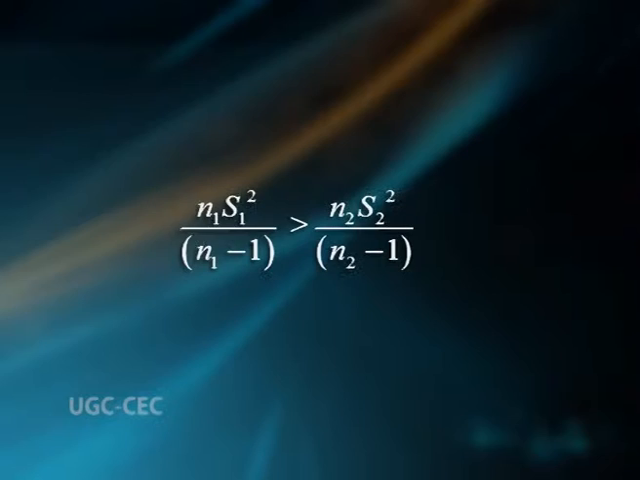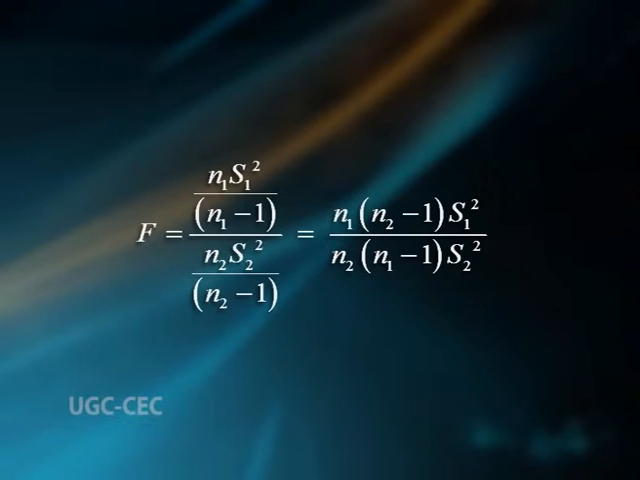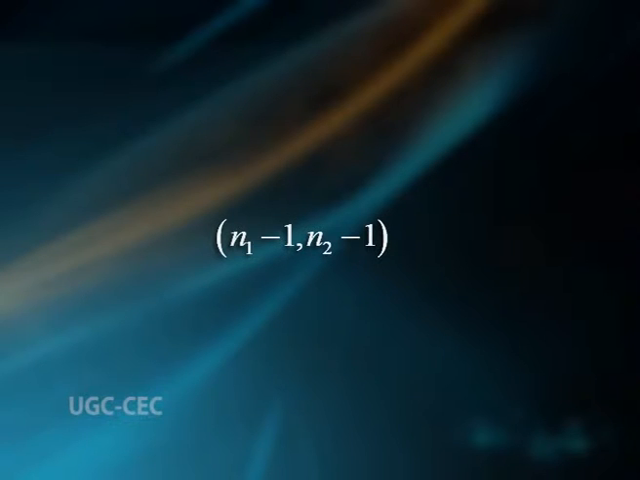The test statistic suggested is the ratio of the unbiased estimators of population variances, that is, if n1 S1 squared by (n1 minus 1) greater than n2 S2 squared by (n2 minus 1), F equal to n1 S1 squared by (n1 minus 1) divided by n2 S2 squared divided by (n2 minus 1), that is n1 into (n2 minus 1) into S1 squared divided by n2 into (n1 minus 1) into S2 squared. F follows F distribution with n1 minus 1, n2 minus 1 degrees of freedom.